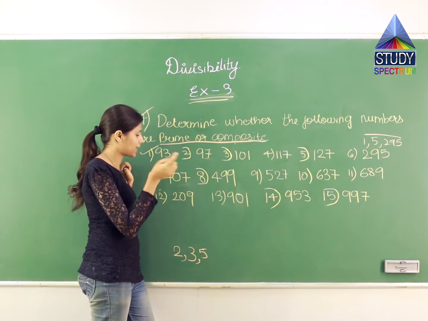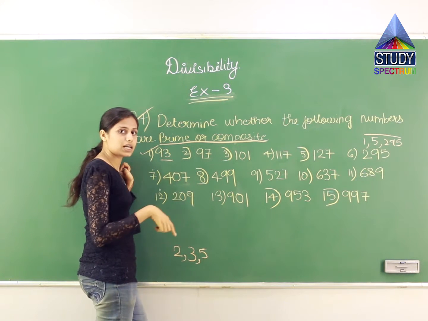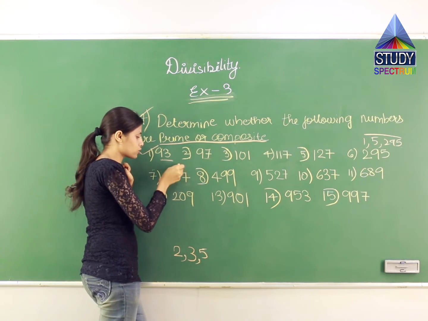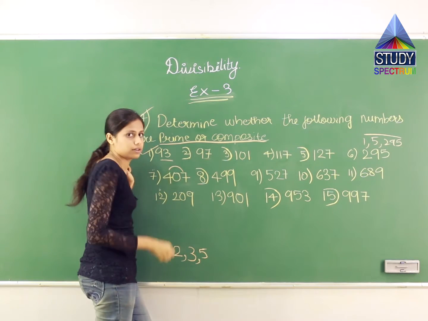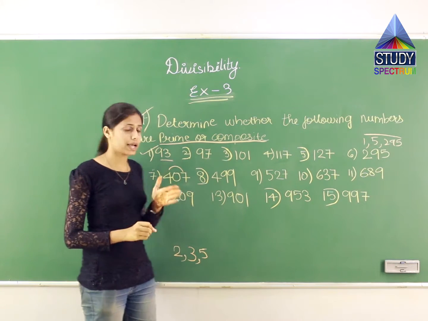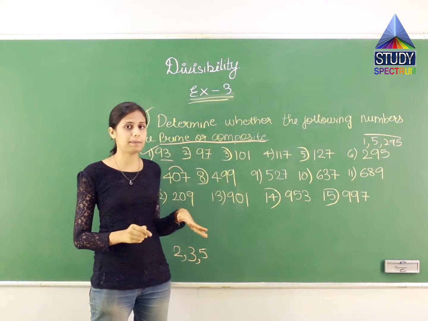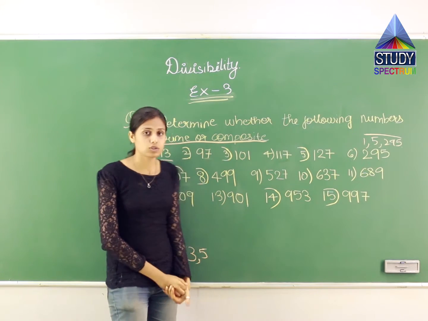So ये 3 के टेबल में नहीं आएगा, 9 के टेबल में नहीं आएगा. What about 11? 11 का कंडीशन क्या था? अल्टरनेट नंबर्स को ऐड करना. So when I add 7 and 4, I get 11. And 11 is divisible by 11. So I can say that अगर 11 के टेबल में आता है तो 407 will also come in the table of 11.